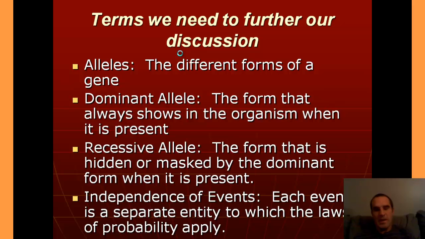And then independence of events is not something that you have to write down, but I'm going to just talk about it. Each event is a separate entity to which the laws of probability apply. So just like our coin flip, for each new generation of plants, it doesn't matter if there were 100 tall plants, it's still going to be a 50-50 shot whether they're tall or short. Just like your coin flip. Doesn't matter if you flip 1,000 heads in a row, flip number 1001 is a separate entity, and it's still a 50-50 chance.